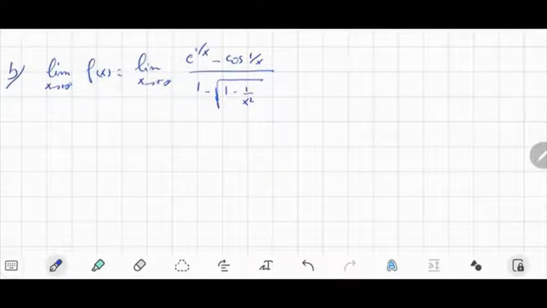Now we need to calculate the limit when x tends to plus infinity of e to the 1 over x minus cosine of 1 over x, over 1 minus square root of 1 minus 1 over x squared.